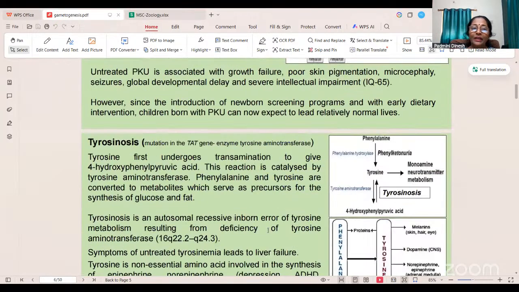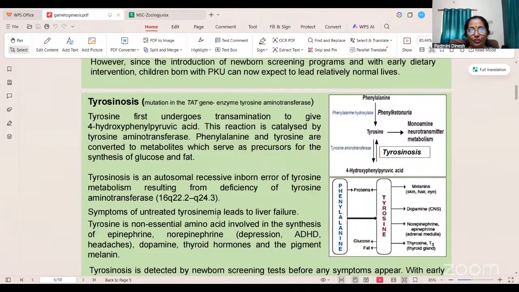Now, coming to the next one, tyrosinosis. What is this tyrosinosis? We talked about phenylalanine being metabolized to tyrosine with the help of hydroxylase. Fine. There is no phenylketonuria because they have hydroxylase. But this tyrosine has to be metabolized to 4-hydroxyphenylpyruvic acid, with the enzyme tyrosine aminotransferase. Now, if this tyrosine aminotransferase is not being produced, then this leads to accumulation of tyrosine, and this leads to tyrosinosis. So everything has to be cleaned.